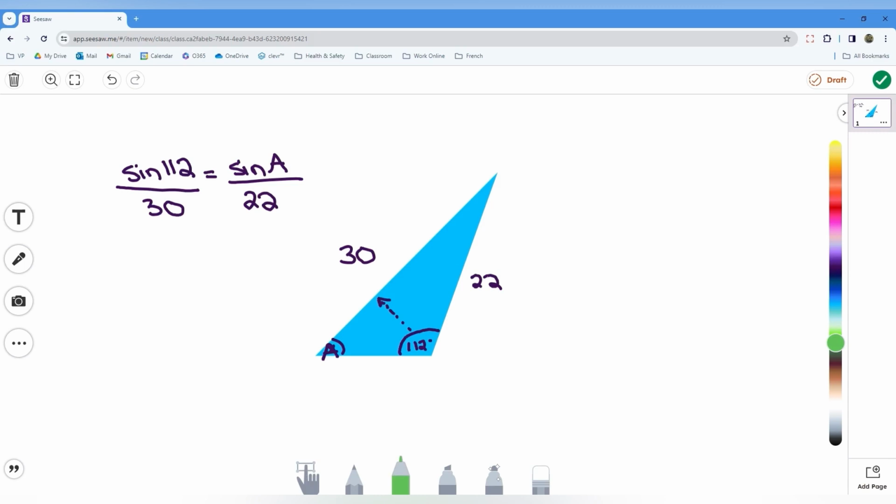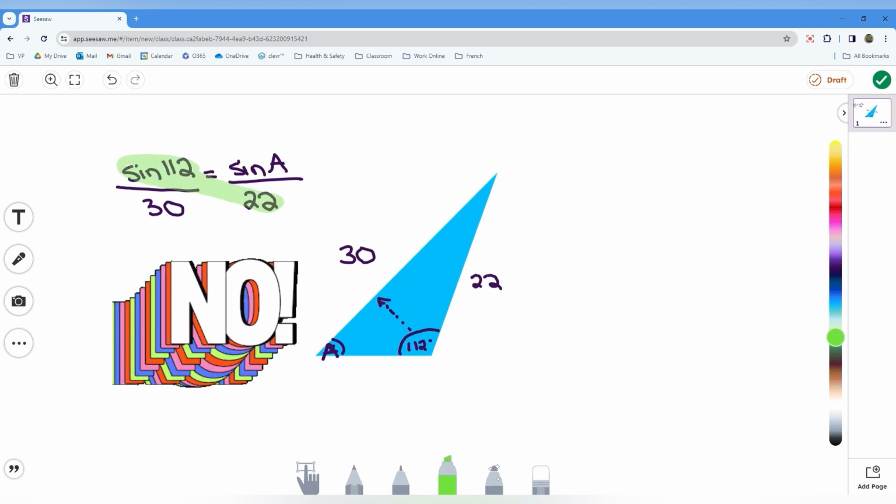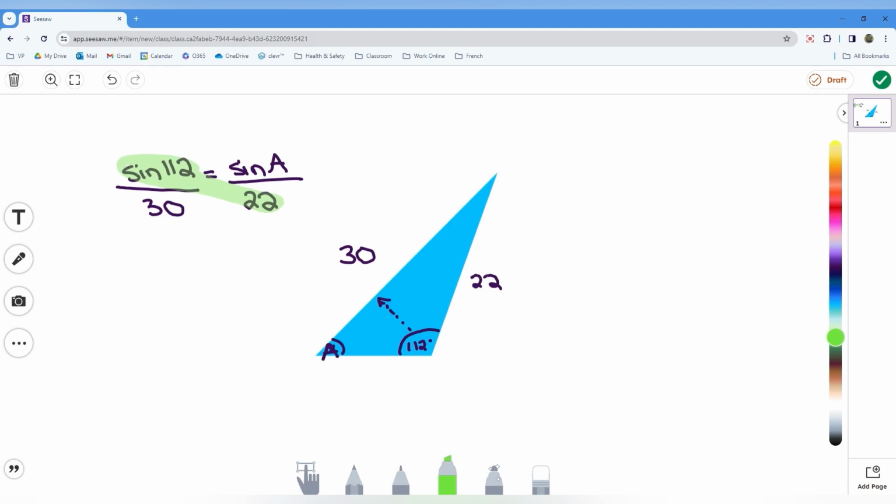That means I'm going to look for the 2 values that I know are diagonal from each other, and I can multiply these 2 together. I could not multiply 30 times sine A because I don't know what A is, but I can multiply these 2. Once I've multiplied those 2, I'm going to divide by what's left. So take a moment to try that on your calculator.